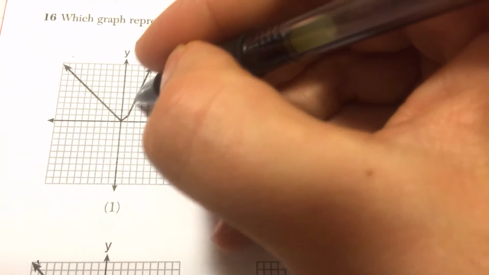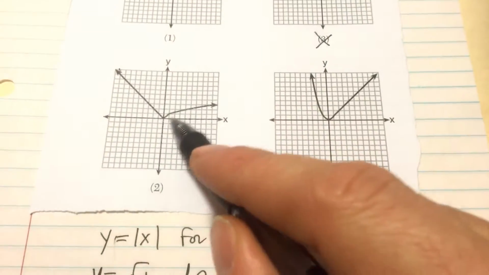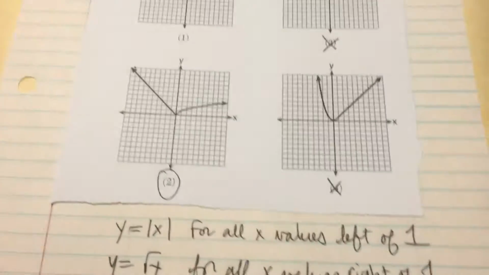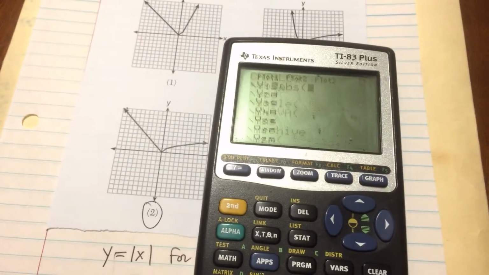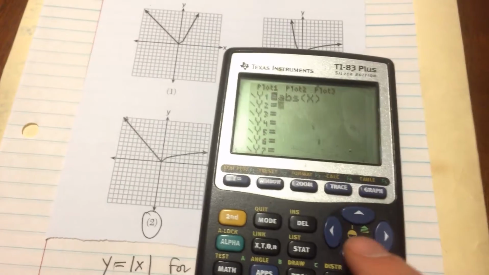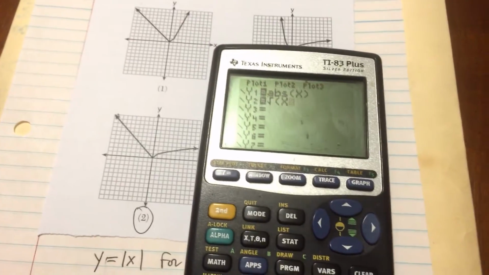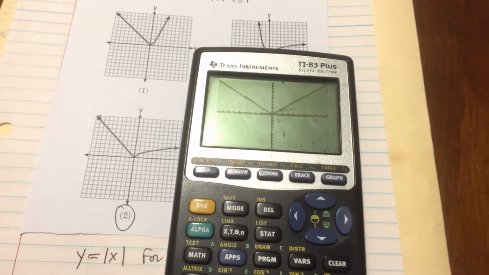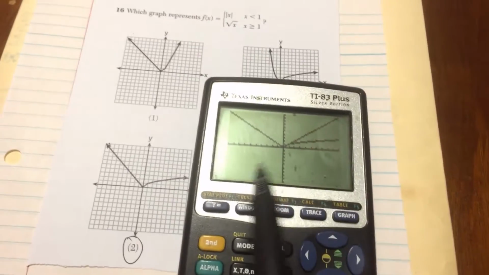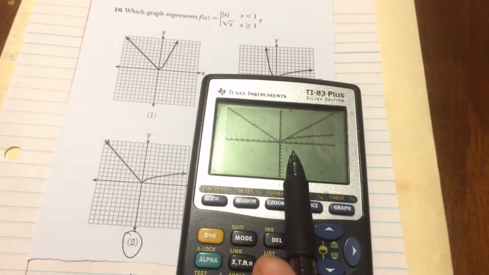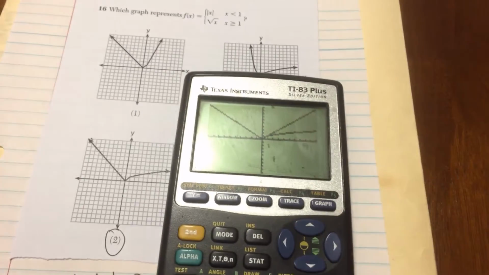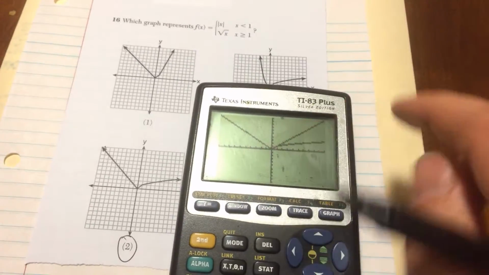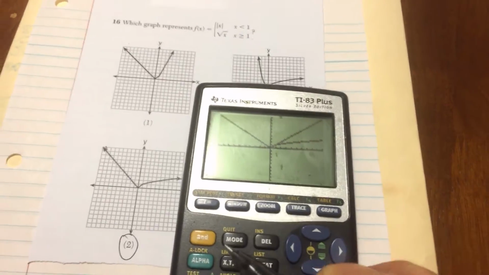This looks like a parabola almost. It's actually choice 2. What I would do to help yourself is graph both of these just to take a look. They want the first graph from the left of 1, and they want square root for the right of 1. So you would just ignore that other line there.